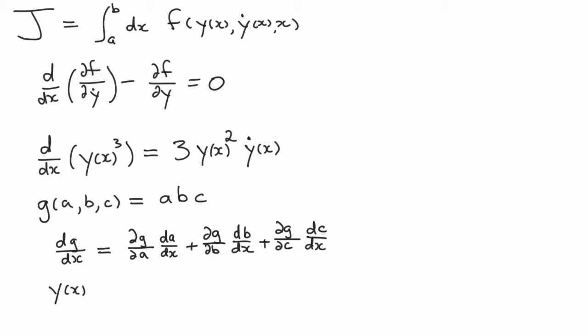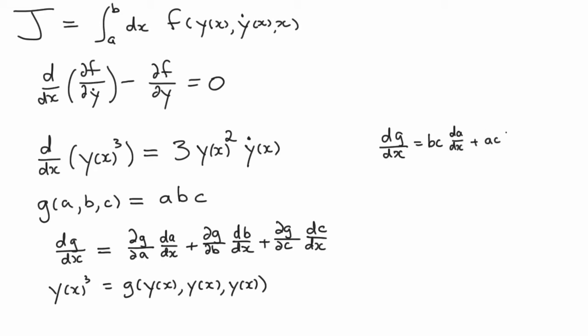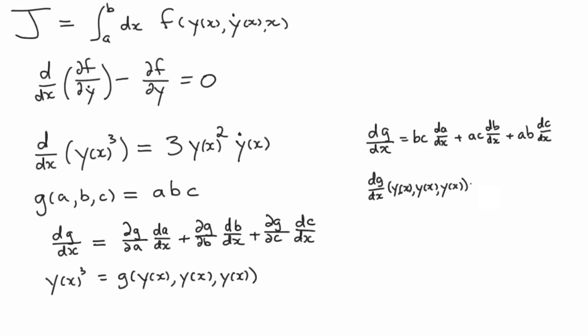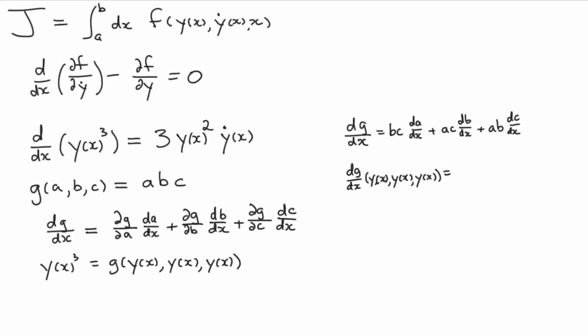But of course, these two things can be made the same because y of x all cubed is just the same as g of y of x, y of x, y of x. So instead of calculating the derivative of y cubed directly, let's calculate it through g. So if we calculate the derivative of g with respect to x, then we're going to get three terms from our dependence on a, b, and c. And then if we plug in y of x into each of those, we just plug in y of x for each of the a's, b's, and c's, and we'll get the same term each time, which is of course exactly the same answer we had before.